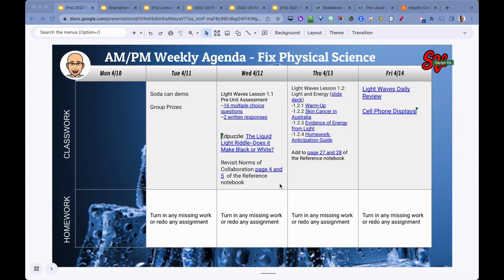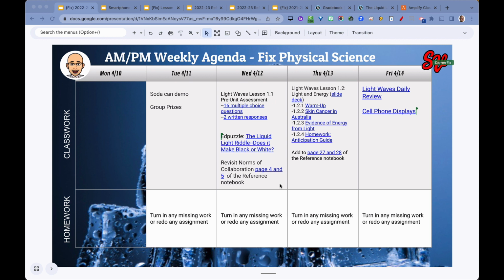We did lesson 1.1, which is basically the pre-unit assessment, 16 multiple choice questions, 2 written responses. This is to see what students' current understanding is of these concepts we're going to be learning in the light unit. Then we did that puzzle, the liquid light riddle.